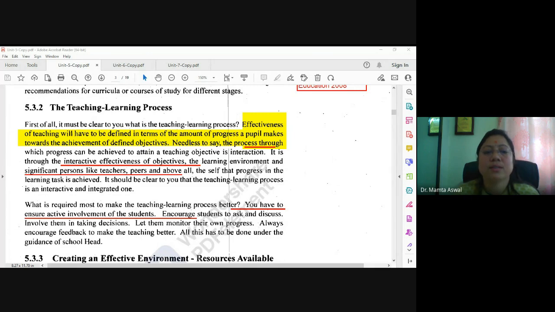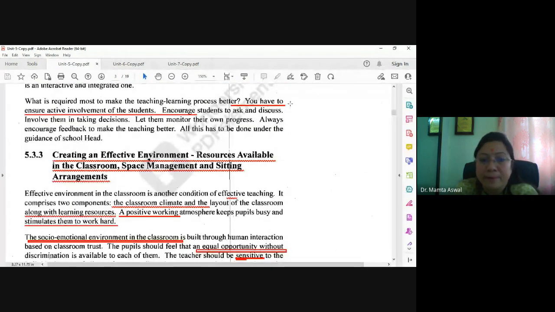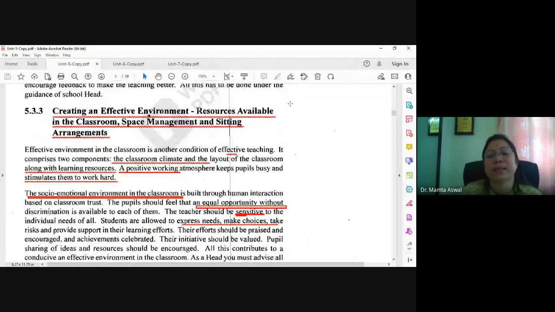So here it is very important that the teaching learning process is directed towards the achievement of the objectives, desired objectives or defined objectives or set objectives. So we'll move ahead in this direction only. We'll talk about this a little bit more. So how the teaching learning environment could be made better, what are the things which can make the learning environment better.